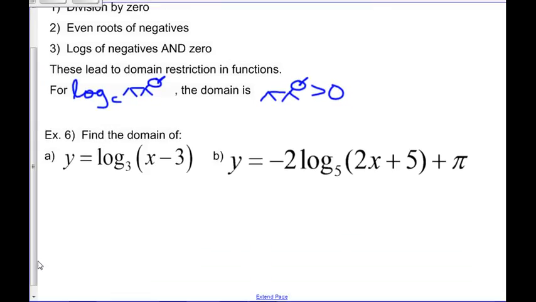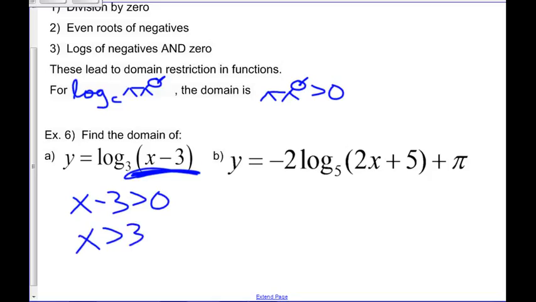So over here we have y equals log base 3 of x minus 3. What's the domain? Whatever we're taking the log of, x minus 3, that has to be greater than 0. Okay, now work it through. x is greater than 3. There's our domain.